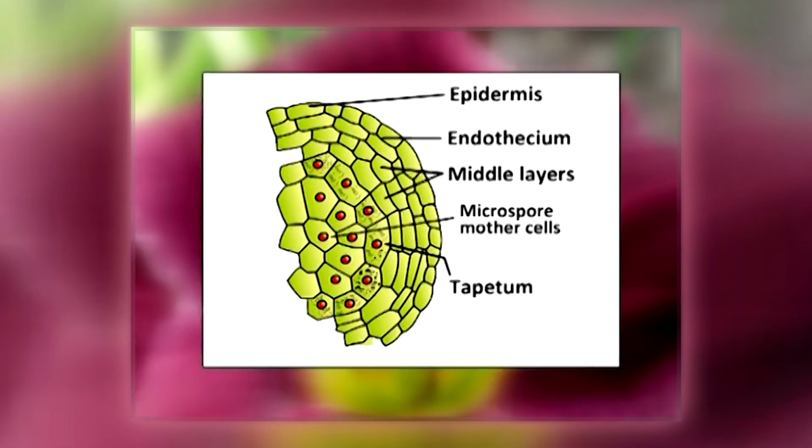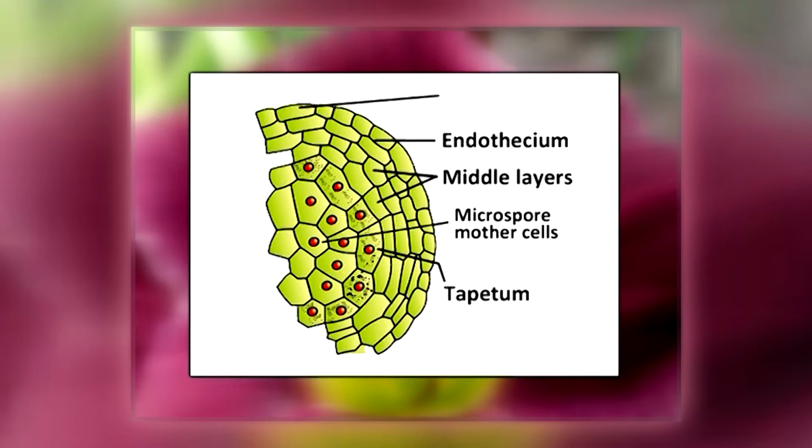Mature anther wall. The mature anther wall comprises an epidermis followed on the inside by a layer of endothecium, 2 or 3 middle layers and a single layered tapetum. Now, we will discuss them one by one.